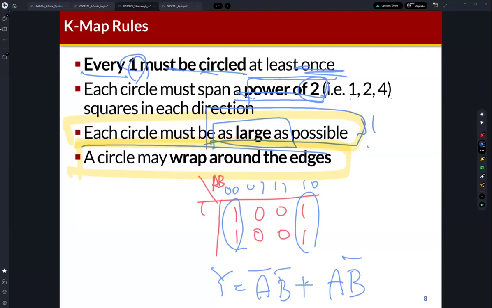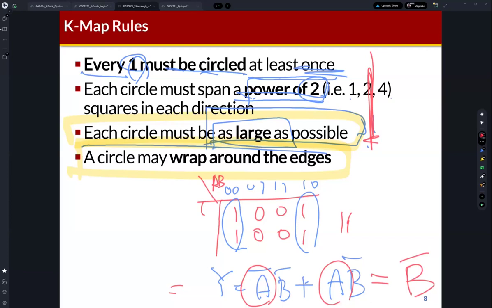We can also apply the combining theorem for A. So what's the optimized equation? This is B bar. So what's the problem? We use Karnaugh map for optimizing the Boolean equation, and if we just use the Karnaugh map rules until this line, then this is okay. But we also observe that this equation can be optimized further, right?